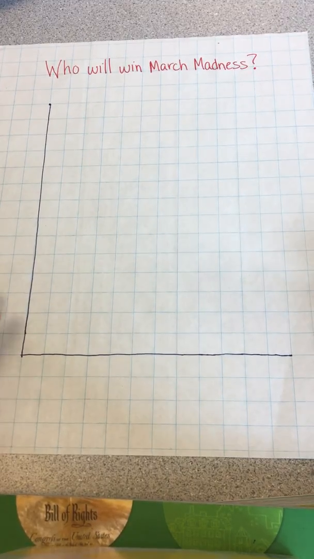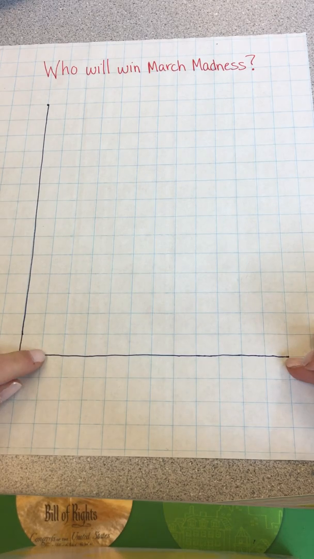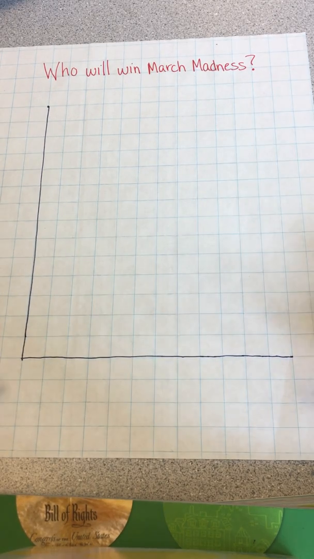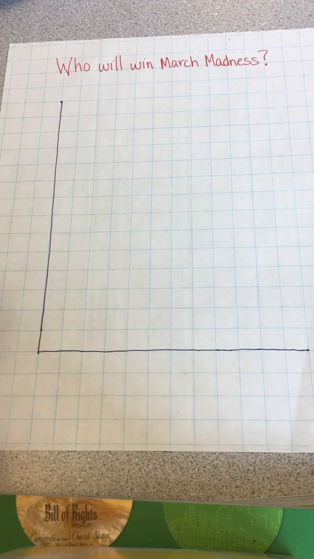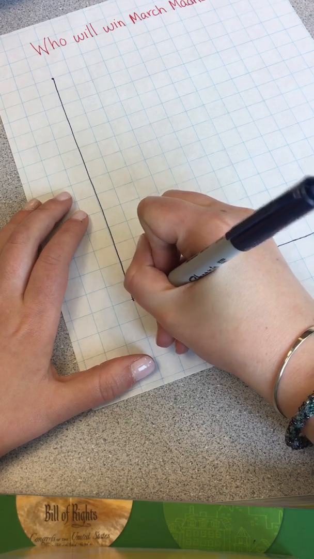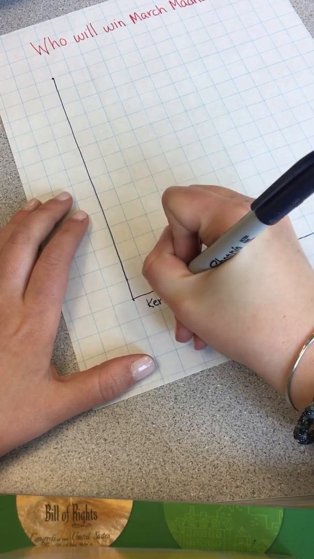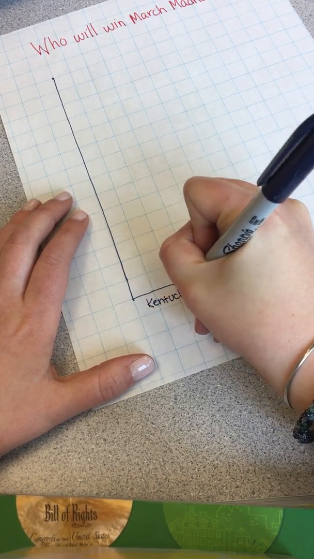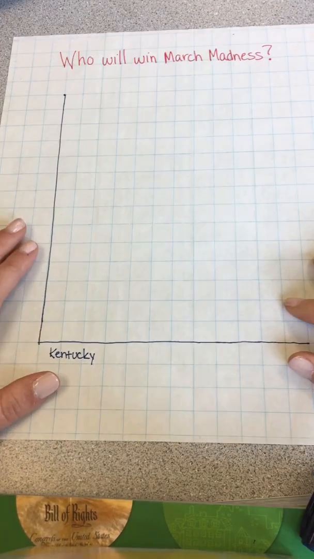My next step is to label my x-axis. And so this is going to be the categories that you collected data on. In our case, it was the different teams that you gave that people could choose from to say who they think will win March Madness. So for example, I would say my first choice was Kentucky. So I'm going to make that one of my labels.